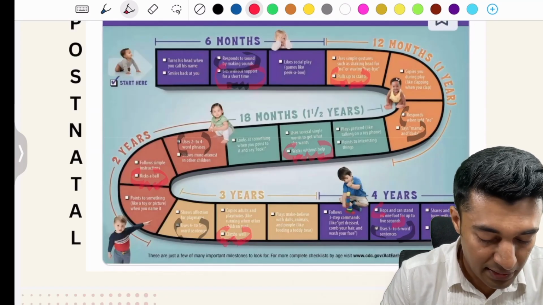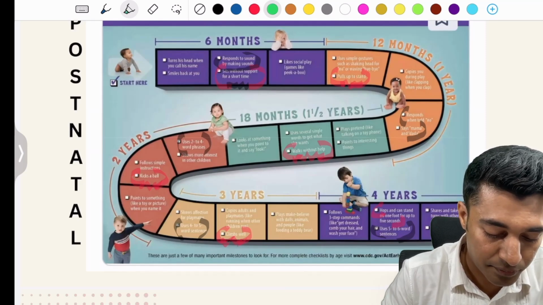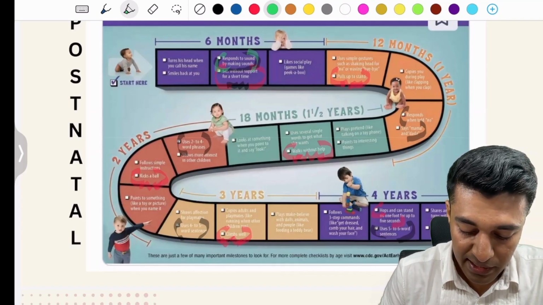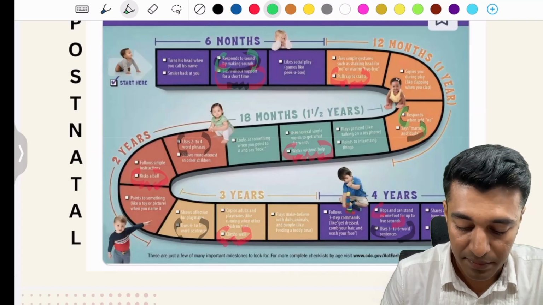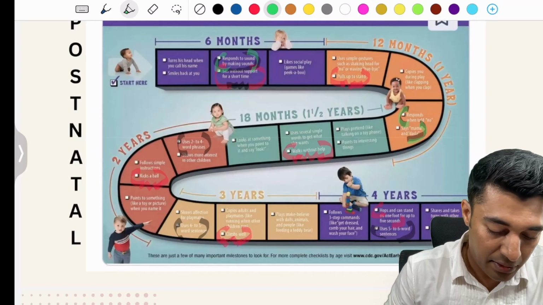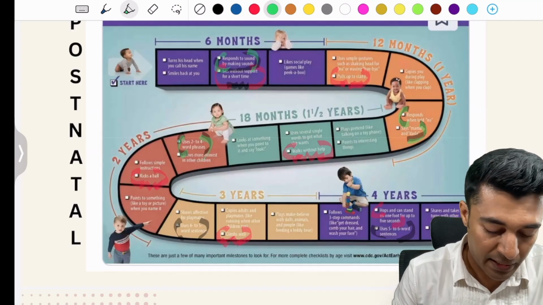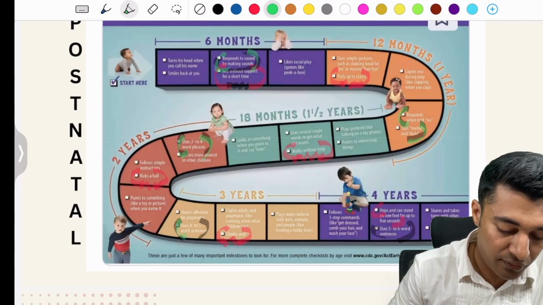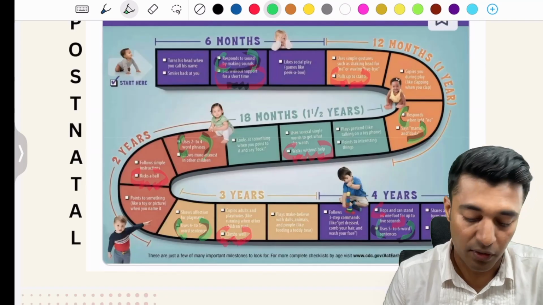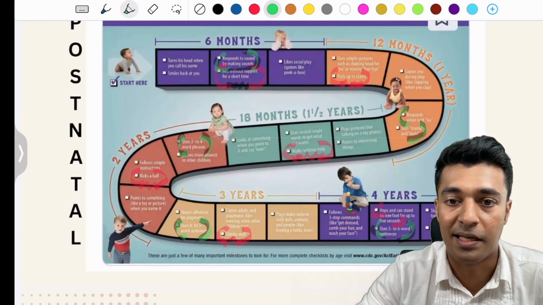At 6 months, he can respond to sound by making sounds. At 12 months, he can respond when told no and says mama and dada. At 2 years, he can use 2 to 4 word phrases. At 3 years, he can use 4 to 5 word phrases. And at 4 years, he can use 5 to 6 word phrases. So these are some of the developmental milestones in the postnatal period.